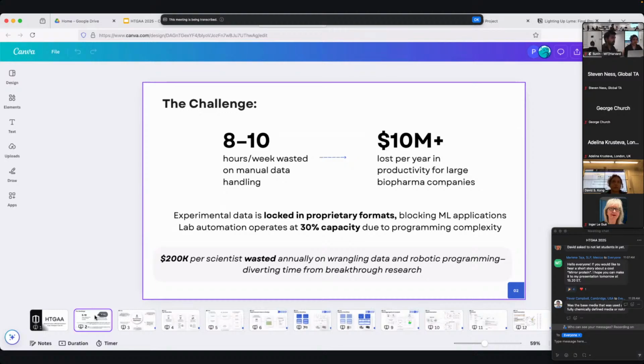And experimental data, because we have so many different hardware systems, is locked in proprietary formats and really blocks large-scale ML applications because of it. And so because of this, lab automation currently is operating at 30% capacity.